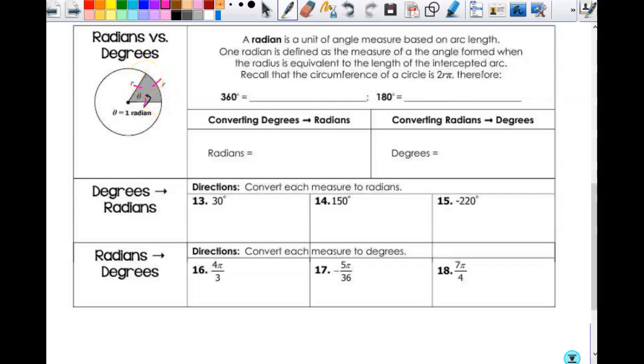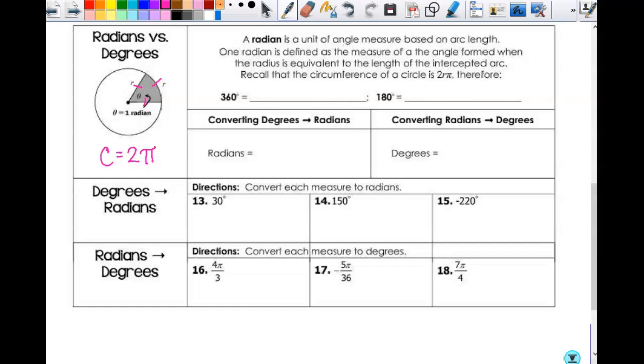So if I continued that around the circle, that radius would go around the circle 6.28 blah, blah, blah times. 6.28 is 2 pi. So basically the radius fits around the circle 2 pi times, whatever the radius happens to be. If the radius is 1, then the circumference of the circle is 2 pi.